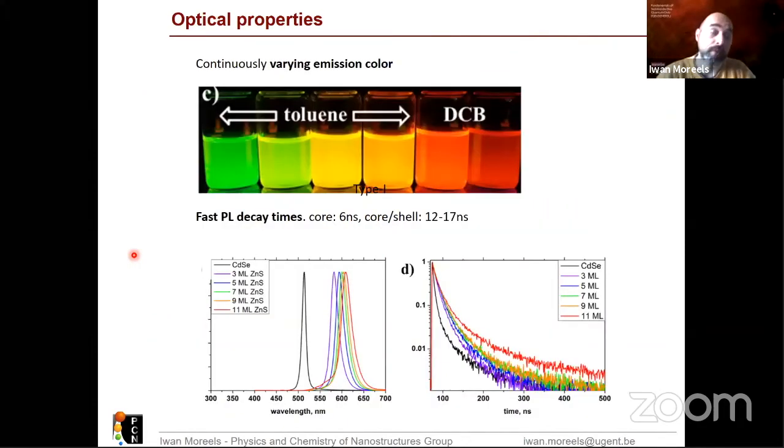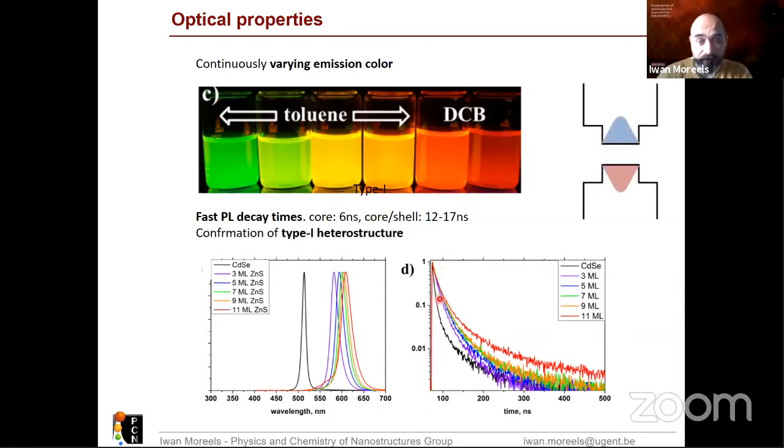But I want to highlight here that at this point, contrary to what you would expect from colloidal quantum dots, the emission color also starts to change. So the core was emitting in the green, but the core-shell started to shift until you got emission into the red for cadmium selenide coated with a very thick zinc sulfide shell.